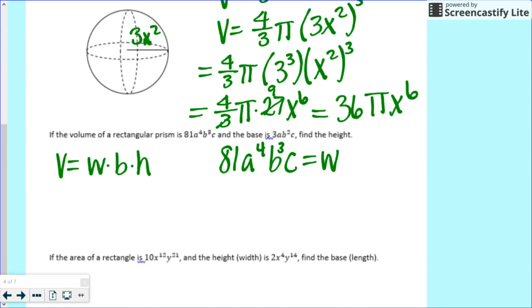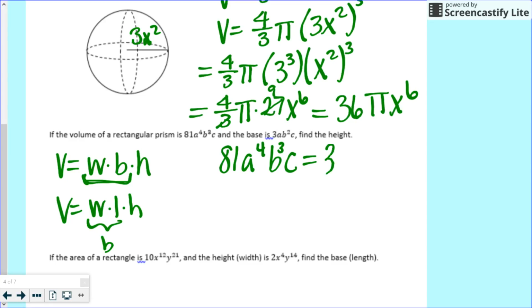So I think what this problem is saying is 81a to the fourth b cubed c. That's my volume of the rectangular prism. The area of the base is going to be your width times length. So this is your formula, width times length times height. The width times length, I think they're calling that our base. So they're saying this whole guy here is the base.